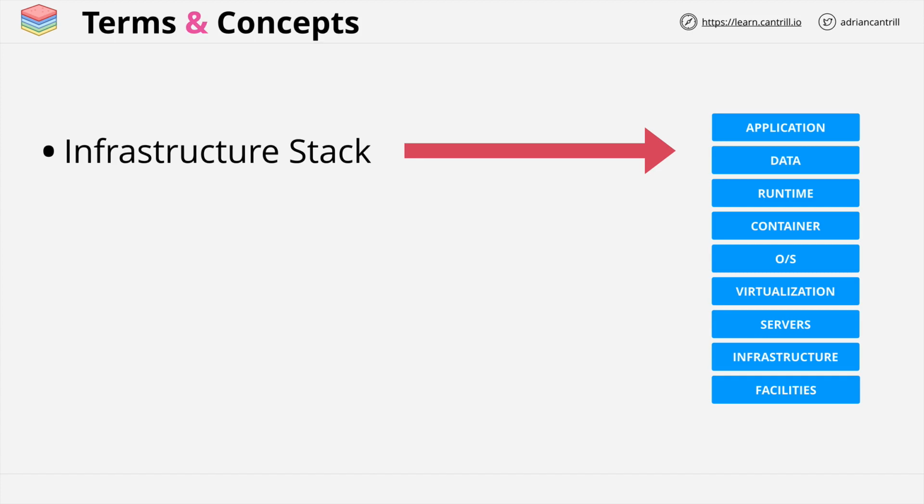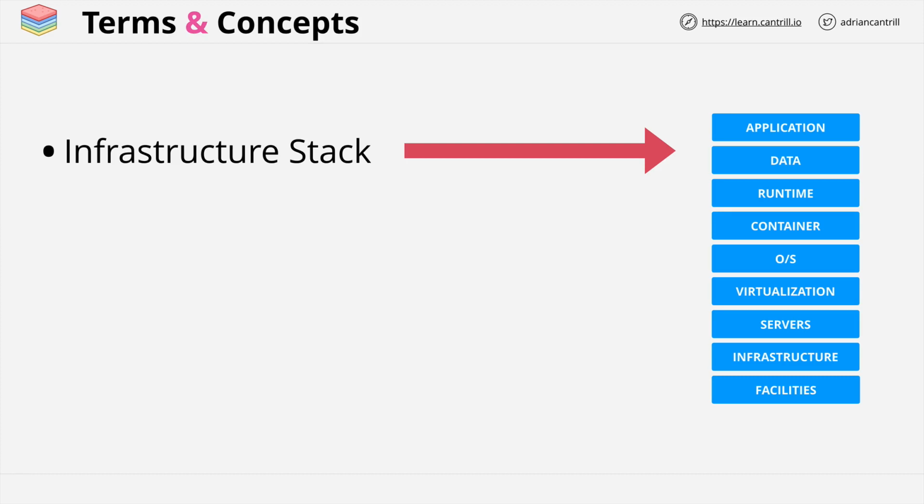These servers run virtualization, which allows them to be carved up into virtual machines. These virtual machines run operating systems. They could potentially run containers. An example of this is Docker. And don't worry if you don't know what these are, I'll be covering them later in the course.